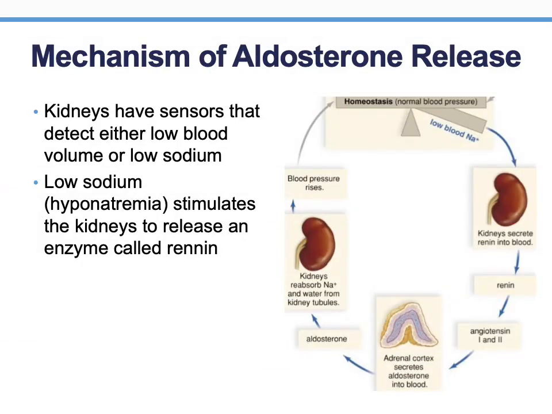Mechanism of aldosterone release. Kidneys have sensors that detect either blood volume or low sodium. These sensors are the juxtaglomerular cells or macula densa cells. Low sodium, also known as hyponatremia, will stimulate the kidney to release an enzyme called renin.